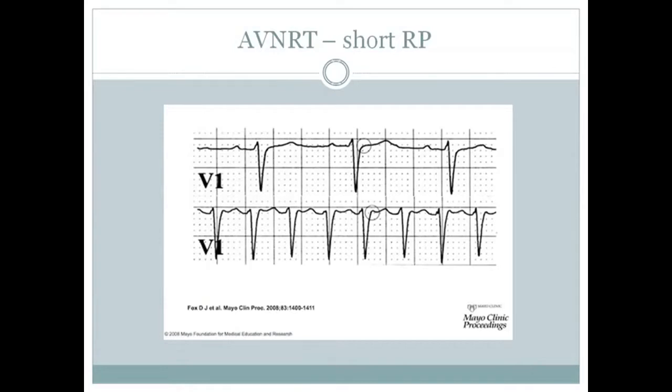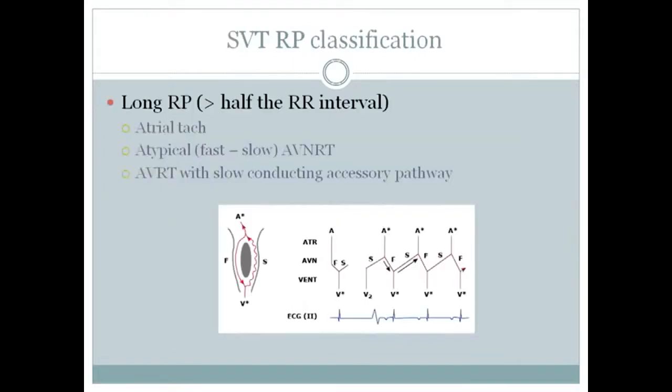The way to diagnose this, a lot of times, is we ask for the old EKG. We ask for the old EKG to see if that bump was there before. If it's not, we have a diagnosis. The same in lead 2. If we have a negative deflection, what looks like a small S wave, we look at the normal sinus EKG. If it was not there, it's probably AV-NRT.